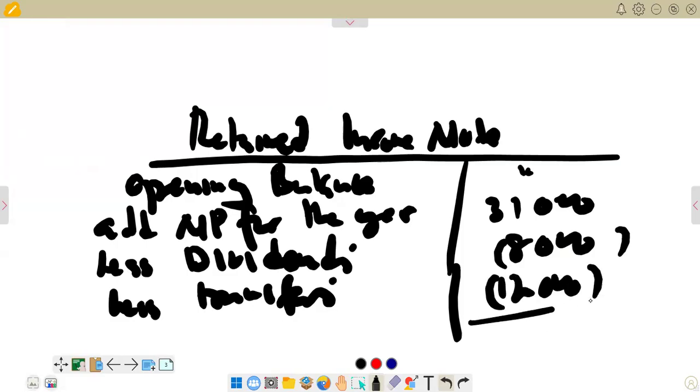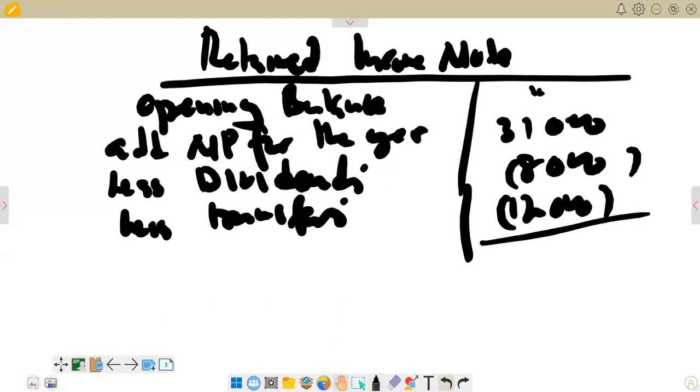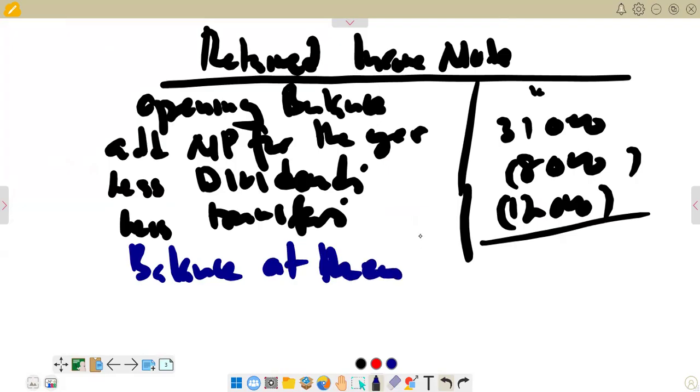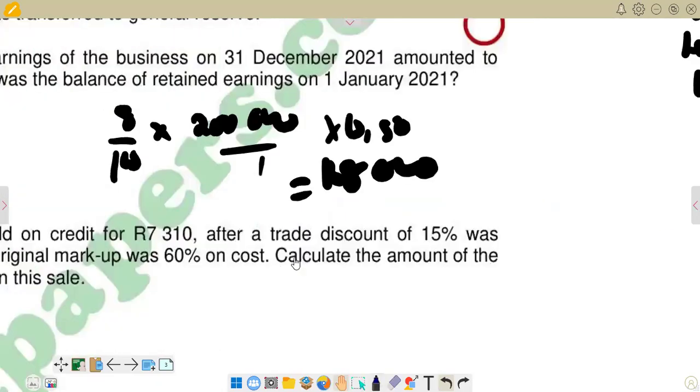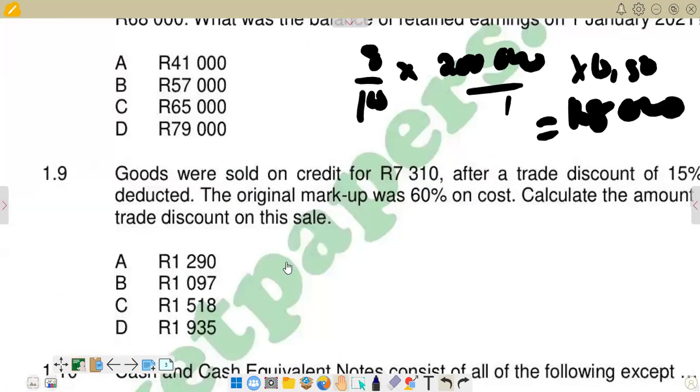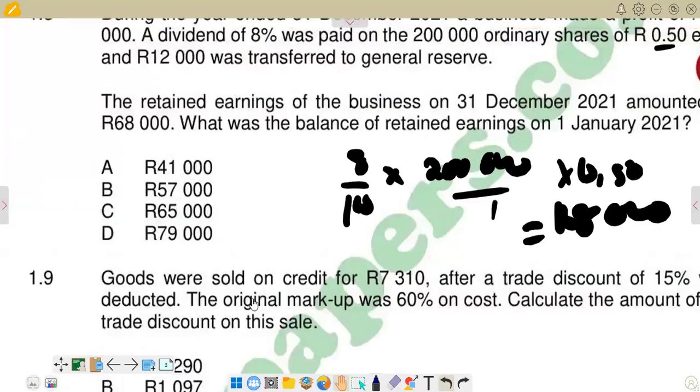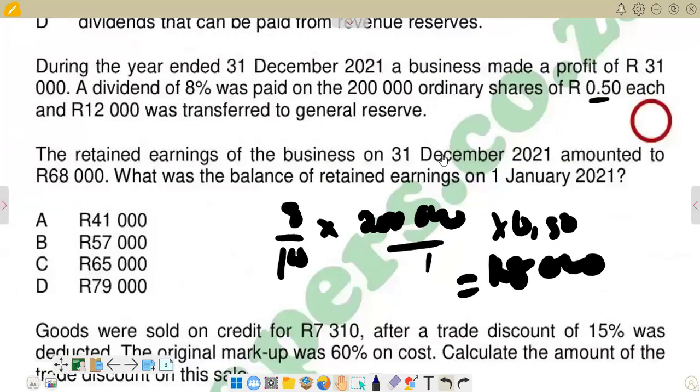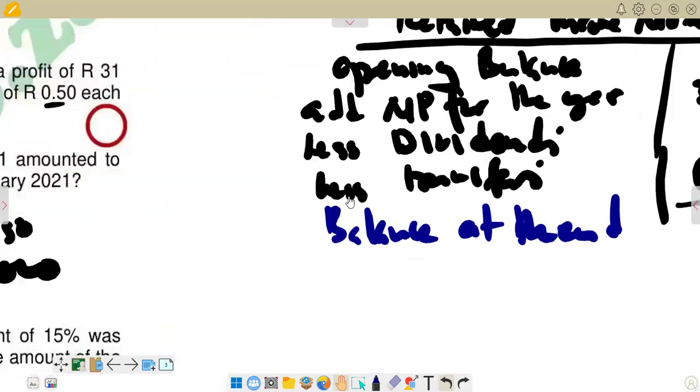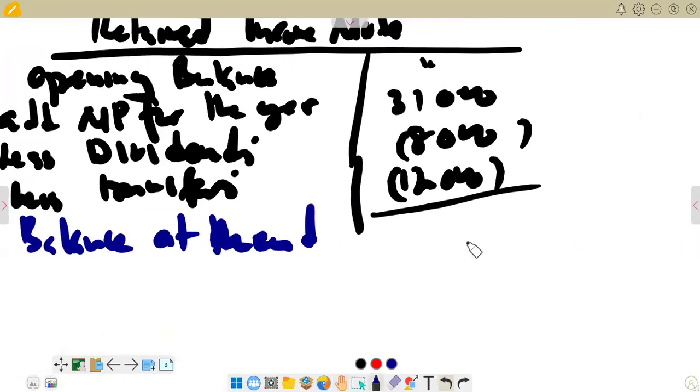Then we are also given the balance at the end. In the question, we have the balance at the end again. We can just say balance at the end. You can go and check what figure we have in terms of the balance at the end. We are told that the earnings of the business on 31 December 2021 amounted to 68,000, which indicates the closing. So it was 68,000. So we are going to put it as 68,000 here.